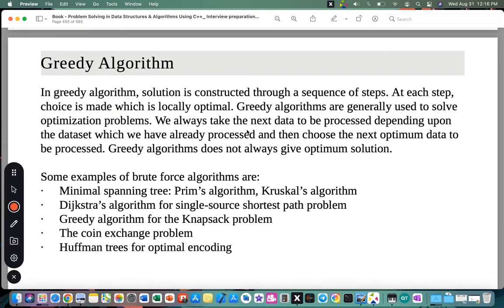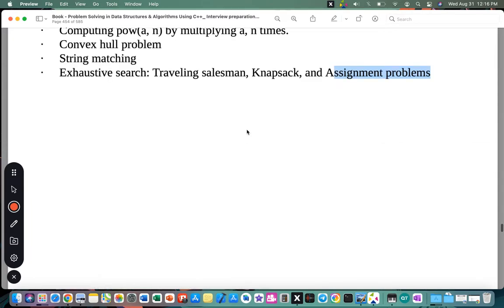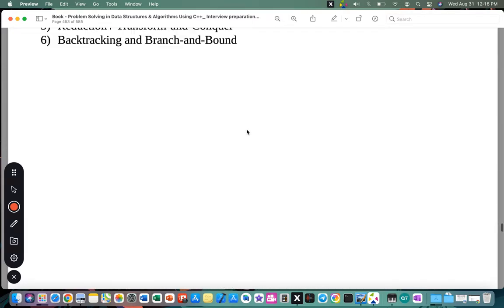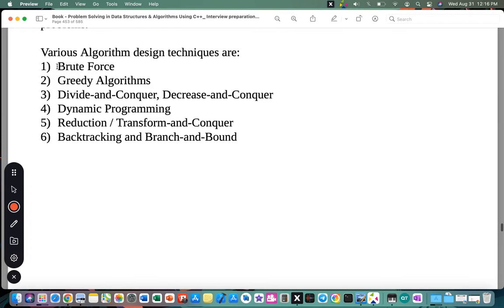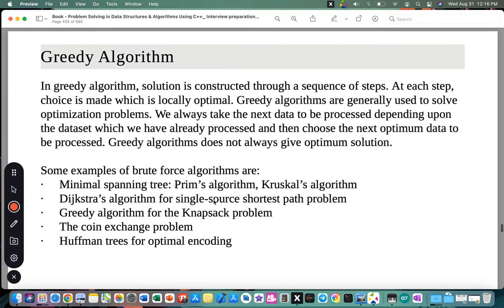The second one is the greedy. We talked about 6 techniques, and we said we are going to cover them. This is the brute force, this one is going to be studied next, and then we'll talk about these 4 later on, one by one. We finished the first. Now we are talking about the second, called the greedy.